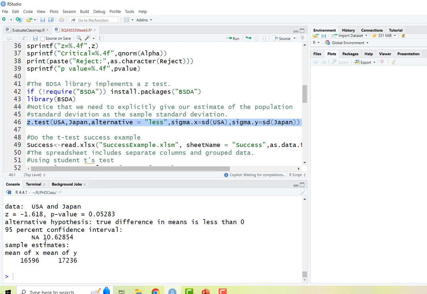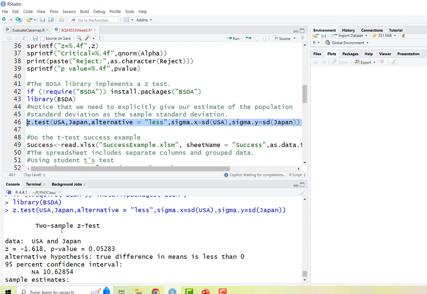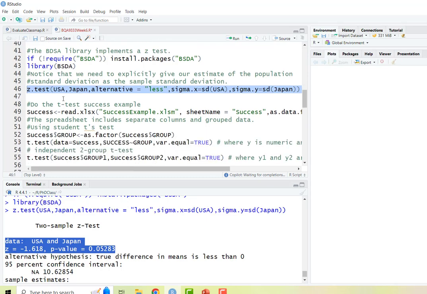I'm not quite sure what's happening with the confidence interval here. I guess it's set to a certain value. But anyway, we're interested in the two-sample z-test. And we have the z value we calculated by hand, and we have exactly the same p-value. So I did it by hand, but this is a way of doing a two-sample z-test with a third-party library.